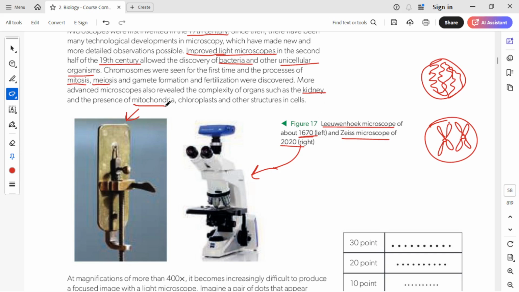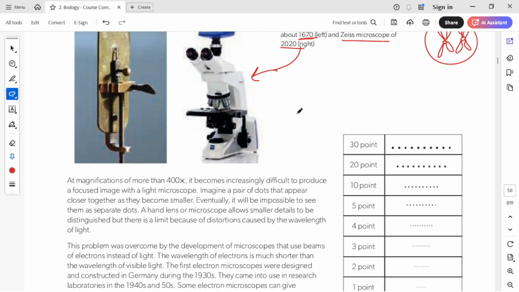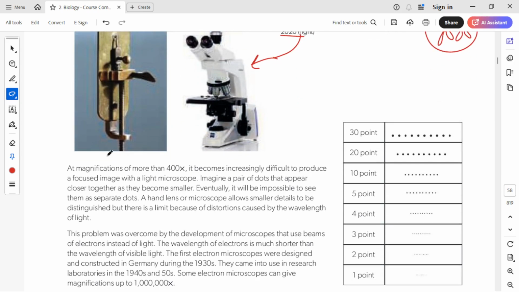Kidney and presence of mitochondria, chloroplast and other structures in cell were studied because of use of these microscopes. Now at magnification more than 400x, it becomes increasingly difficult to produce a focused image with a light microscope. Why does this happen? Because the light has wider or broader wavelengths. So because of which a very clear picture cannot be received after a certain magnification.